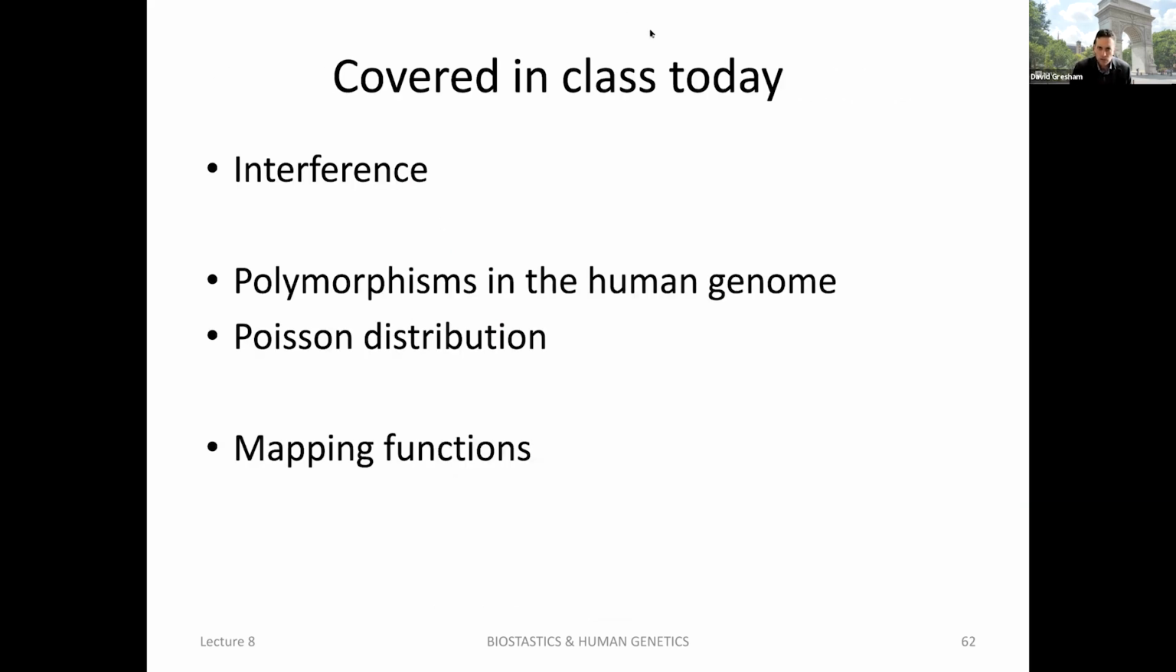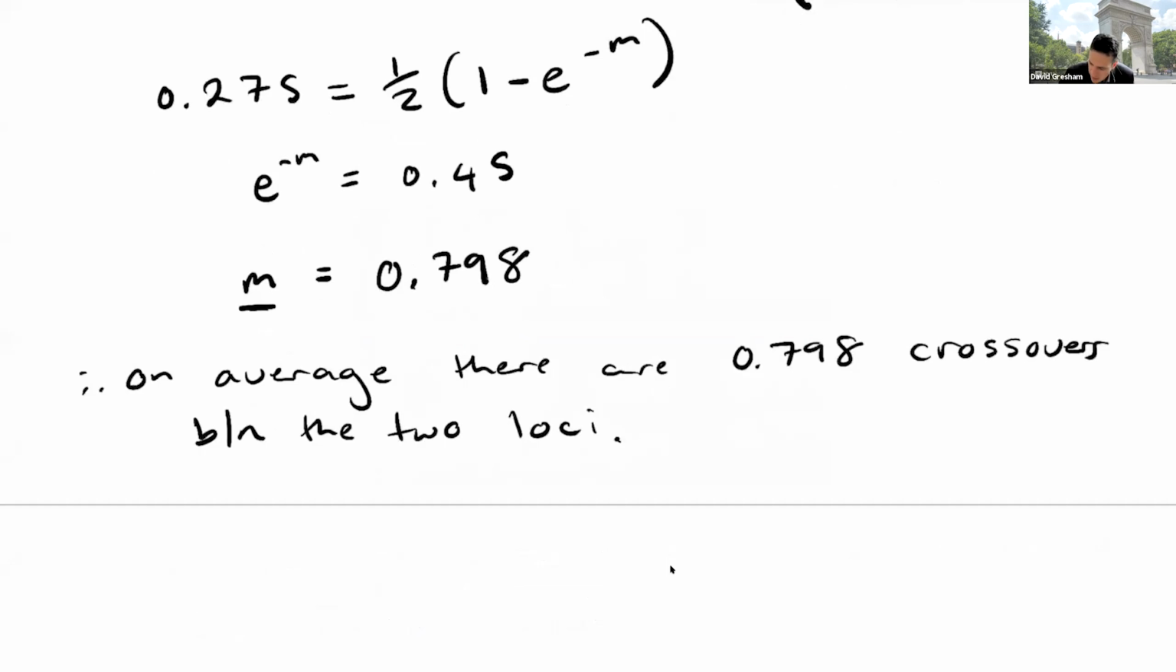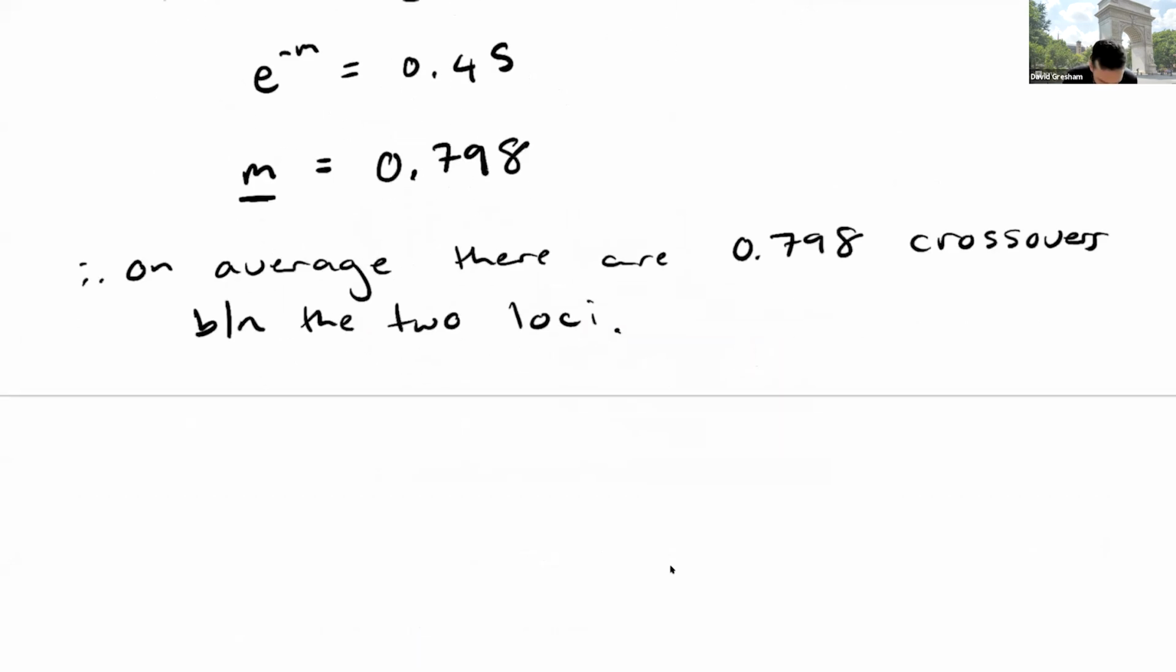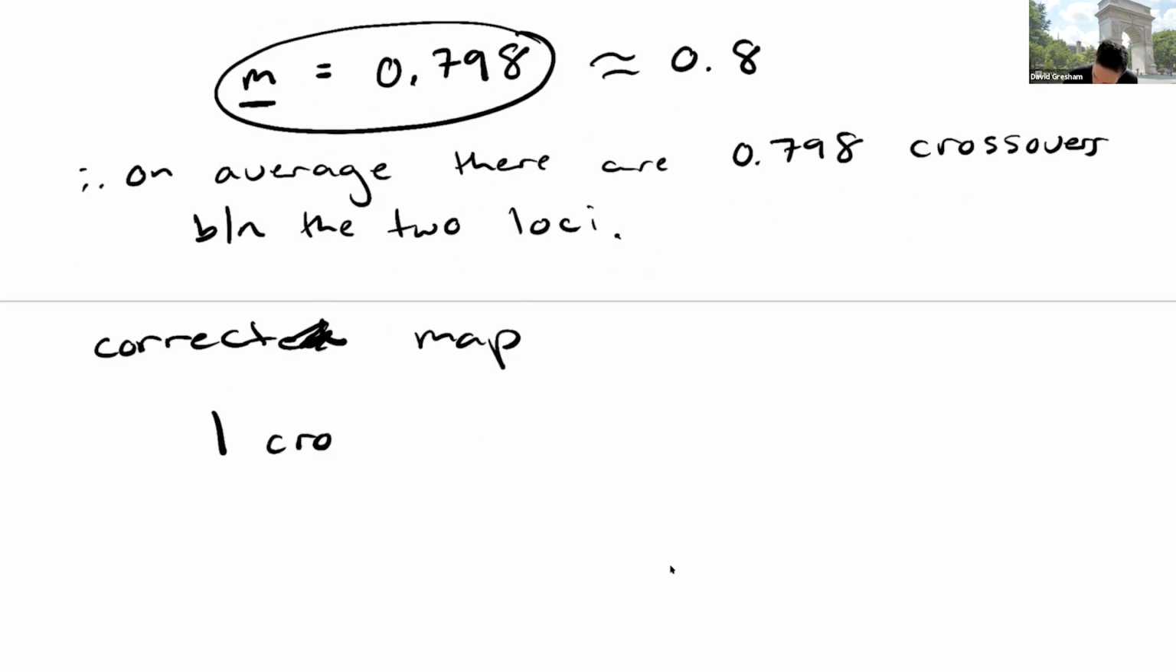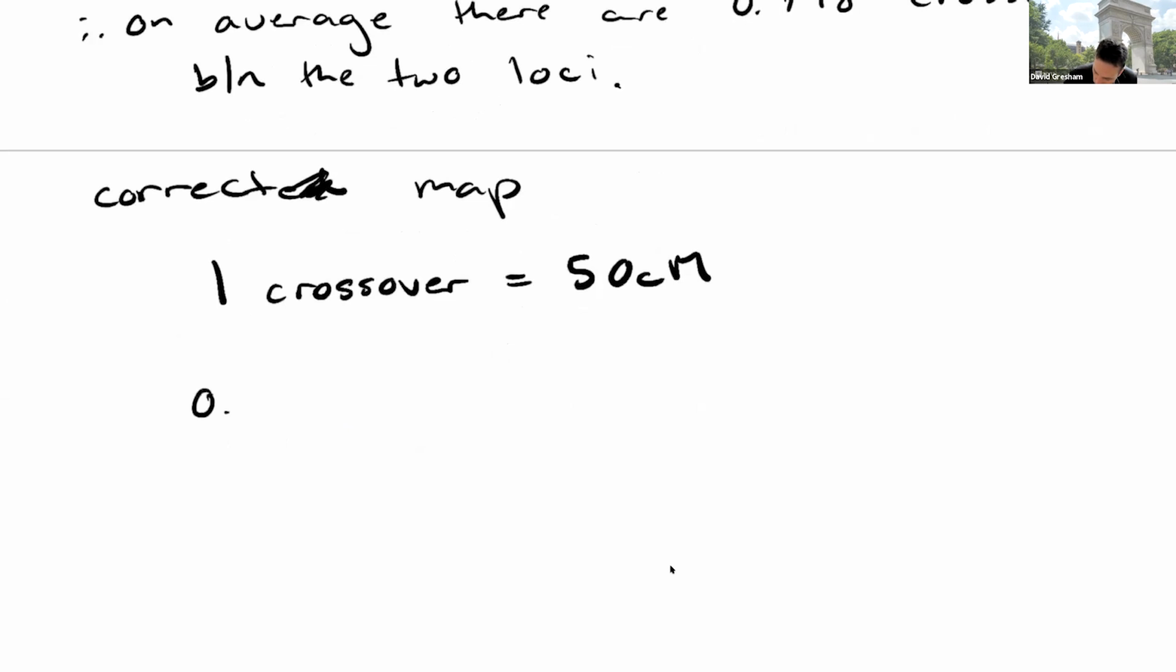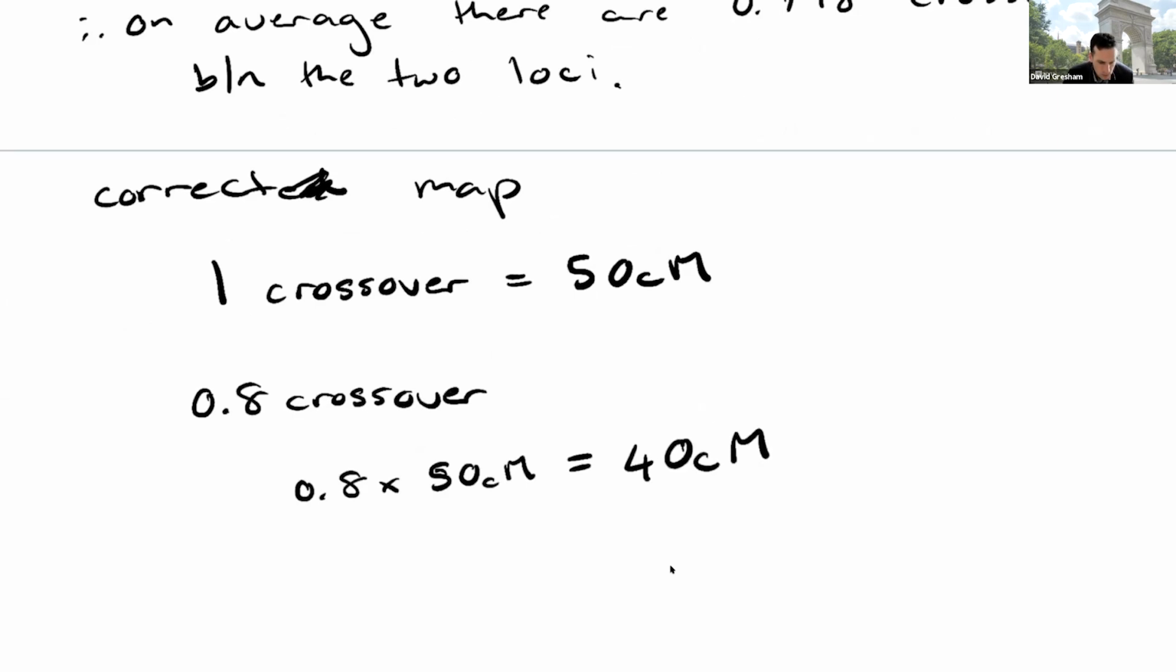The last thing I want to do before we stop today is just to complete our calculation. So I just want to go back to this calculation now. We want to correct the map units, to convert back to genetic distance. We know that we have, let's say, 0.8 crossovers between these two loci. We know that one crossover contributes 50 centimorgans. So now what we want to do is ask, what does 0.8 crossovers equal? That is a simple calculation. We just do 0.8 times 50 centimorgans equals 40 centimorgans.